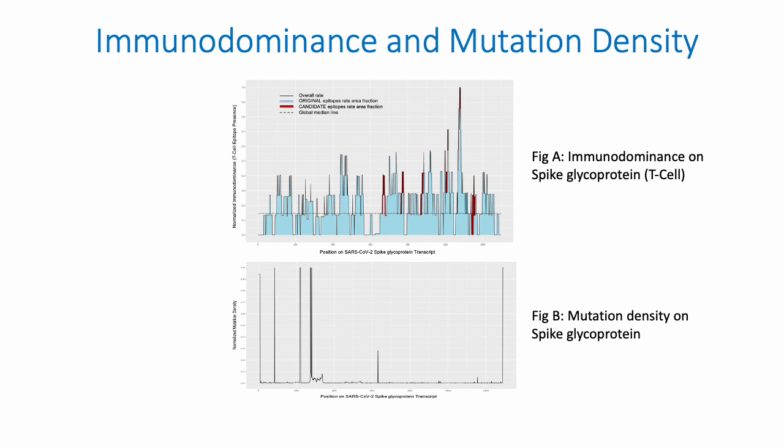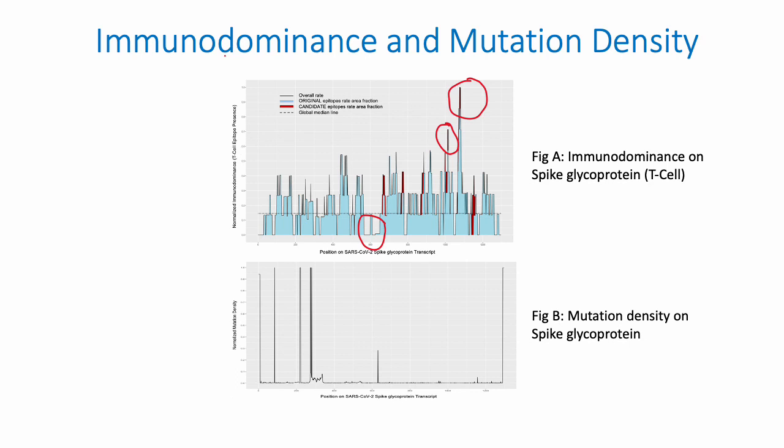Next, we move on to construct the immunodominance plot and the mutation density plots. For this, again, we constructed this plot for all classes, that is spike glycoprotein T cell and B cell, and nucleoprotein T cell and B cell. For spike, we looked at approximately 4,500 sequences and mapped the normalized immunodominance, which is indicated in figure A, and normalized mutation density, which is indicated in figure B.